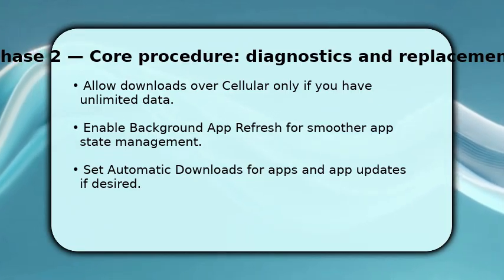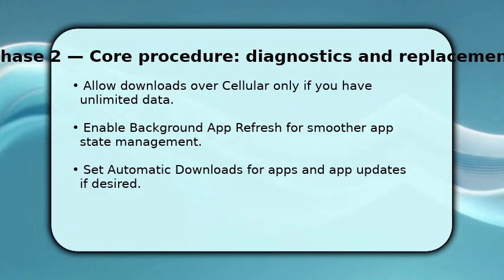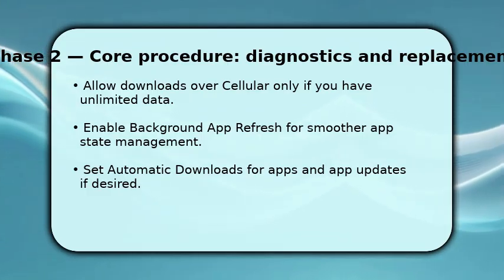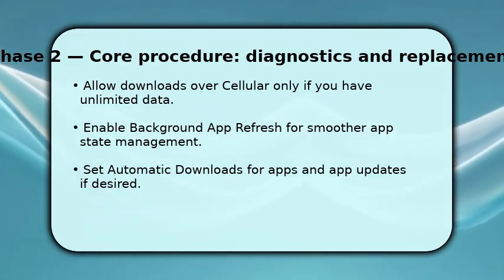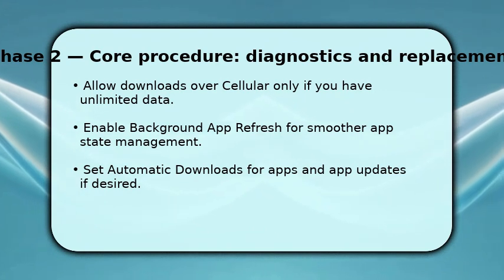Enable background app refresh to let apps complete tasks and preserve state after an update, which prevents jarring restarts. Also check automatic downloads in the same menu so new app purchases on other devices install here. These steps control timing and behavior, making updates seamless without interrupting your workflow or wasting data.